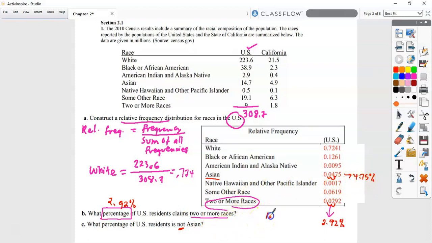So you got 100% minus 4.75%, and it will give us 95.25%. If you want to use your calculator, you can, of course. So the percentage of U.S. residents that are not Asian is 95.25%. All right, that's it.